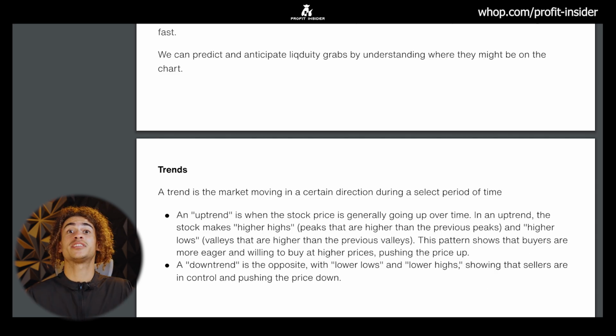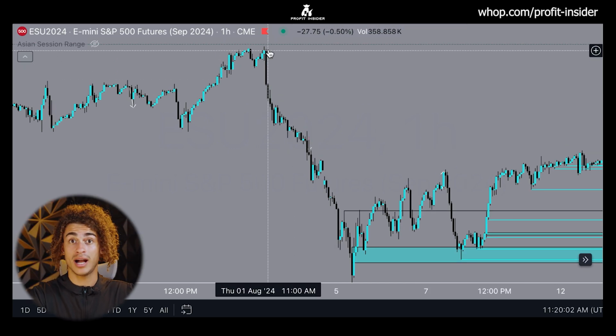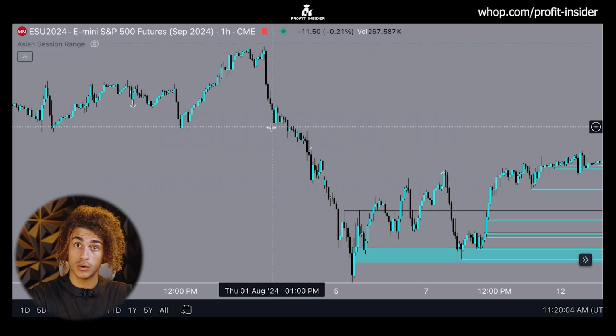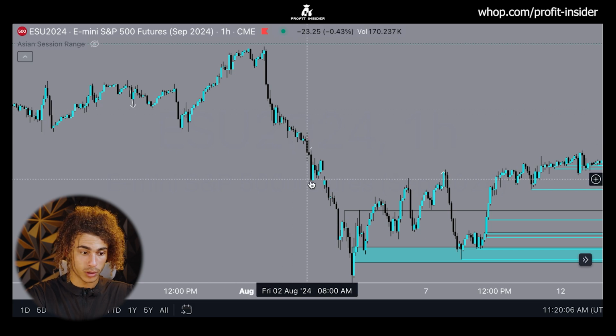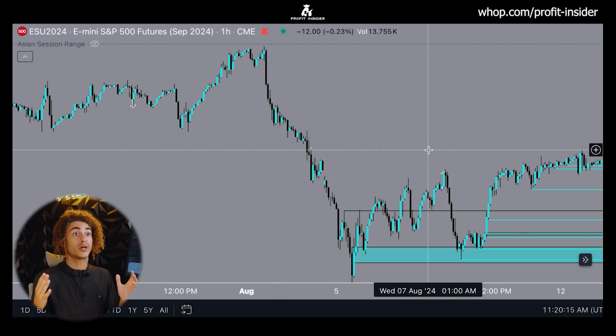Trends are extremely important because they show us the direction that the market is moving. There are two types of trends. The first type of trend is a downtrend. Here's an example of a downtrend. You can see that price is making a high, and then it makes a lower low, and then it makes a lower high, lower low, lower high, lower low, and then we just continue moving down. So a downtrend is classified by lower lows and lower highs.